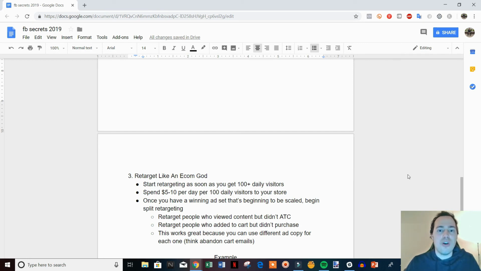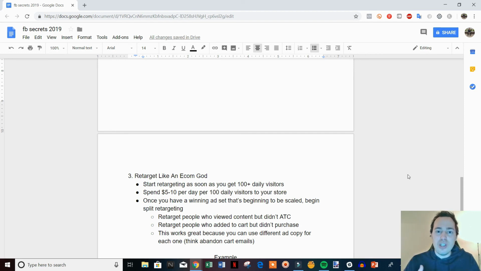So we can split our retargeting audience actually into 2 different sections. So the first one is retargeting people who viewed our product page, so viewed content, but they didn't add the product to cart. And the second group of people are people who added the product to cart, but then didn't purchase. And it works really good to split these up into 2 separate retargeting campaigns because you can use different ad copy for each one.